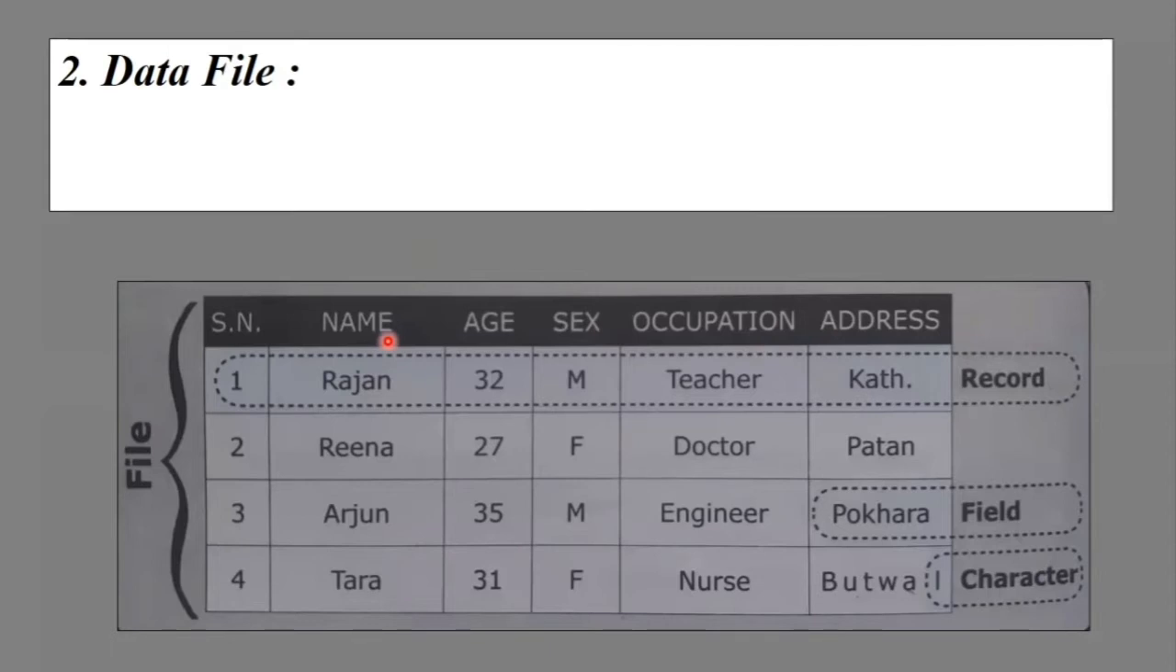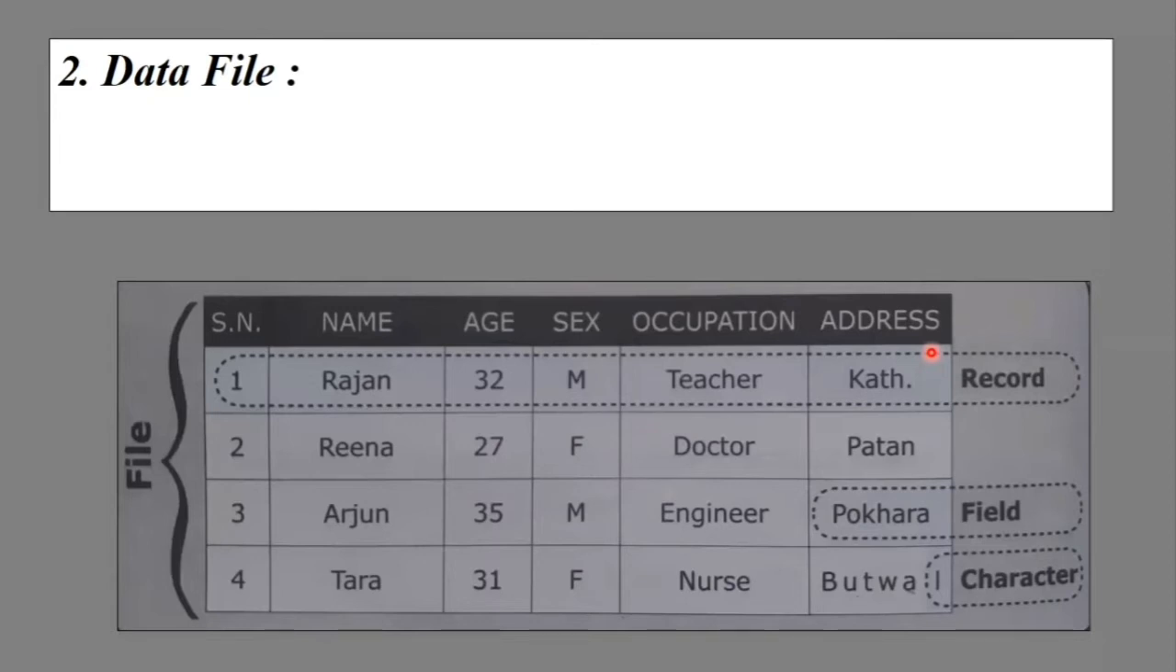All right, so see here, serial number 1 is Rajan, and his age is 32, and his sex is male, and occupation teacher, lives in Kathmandu. So this horizontal row, serial number 1, second row, this is a record. The columns you see are serial number, name, age, sex, occupation, and address.